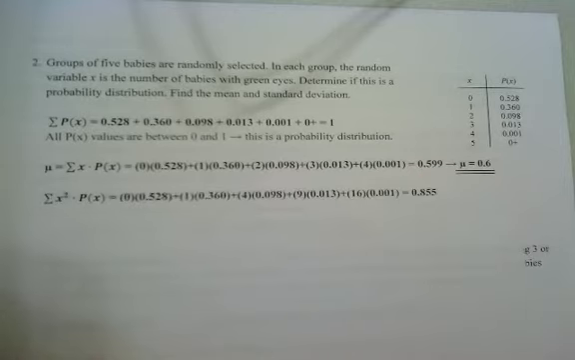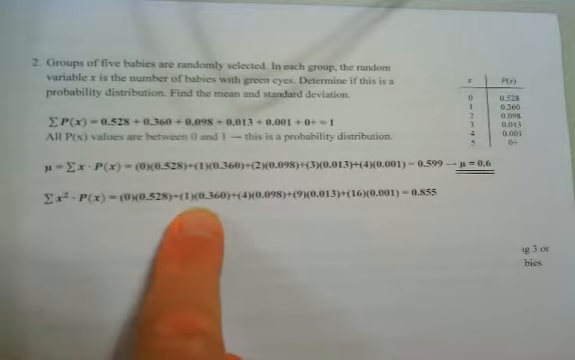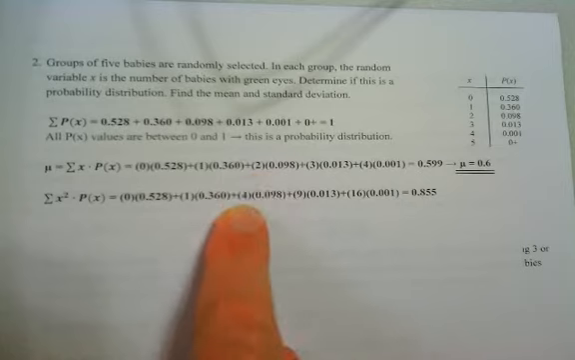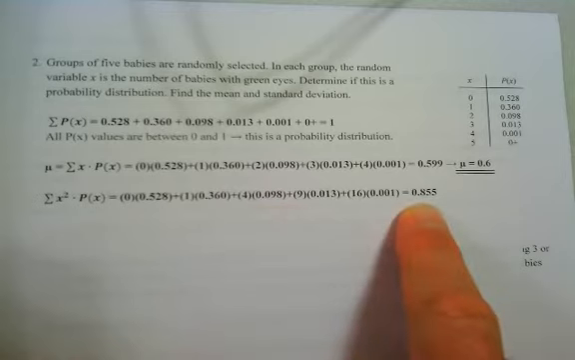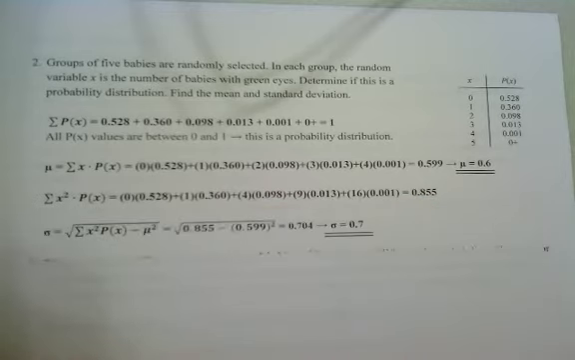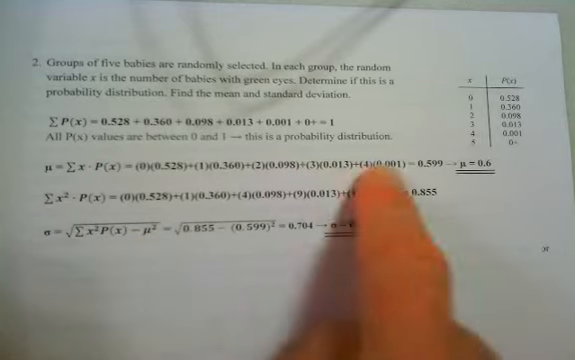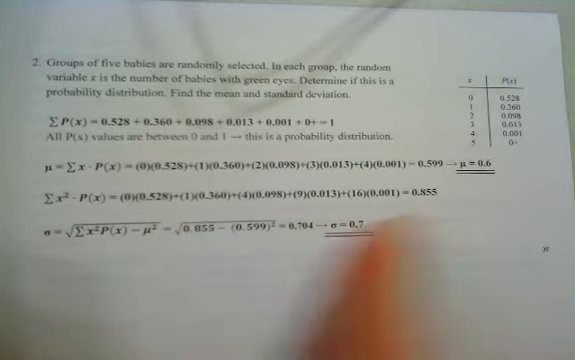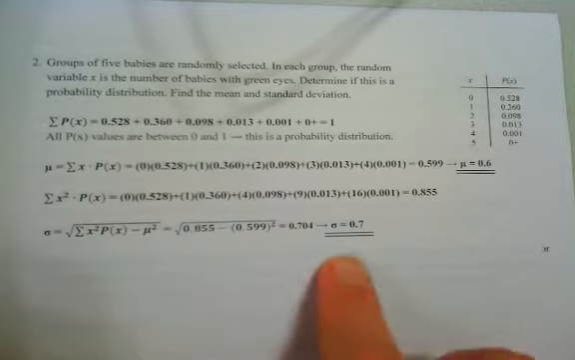Now, to do the standard deviation, I have to do something that's very similar to what I did up there, except it's squared. So it looks very similar to begin with, and then notice instead of 2 it's 4, instead of 3 it's 9, instead of 4 it's 16. And so I do all of that, then add them up. I get 0.855, and now I have my equation. Notice the equation has this part here that I just calculated, subtracting the mu squared. And so 0.855 subtract the 0.599 squared, and that gives me my answer, 0.704. If I wanted to round it to the 10th place, it would be 0.7.